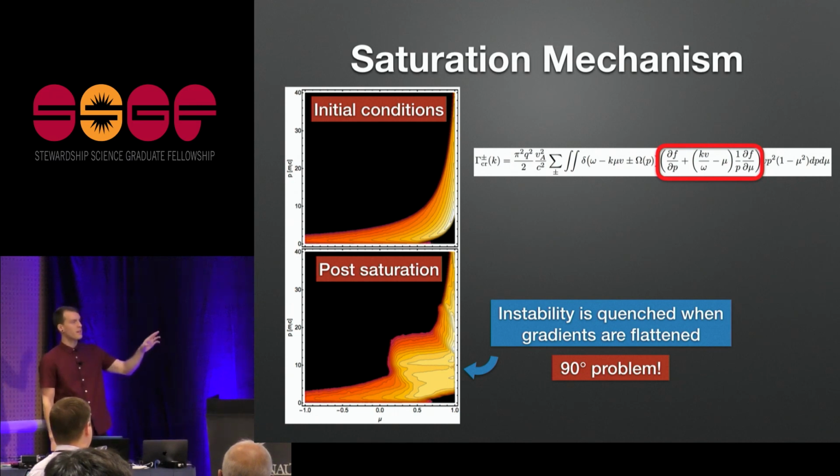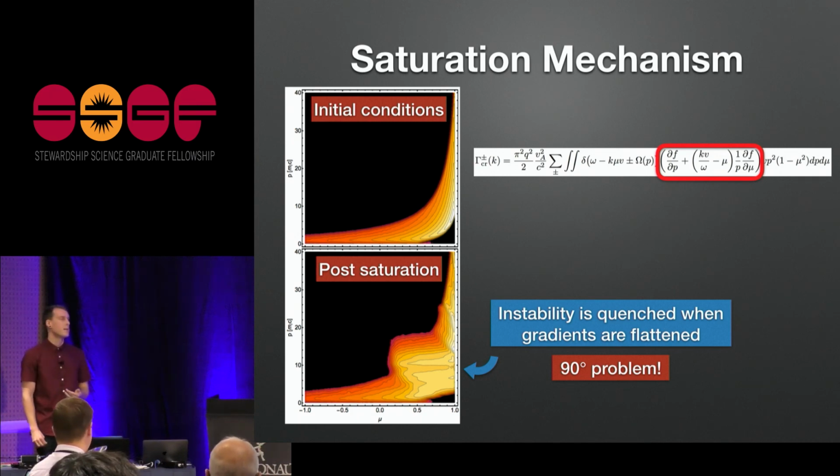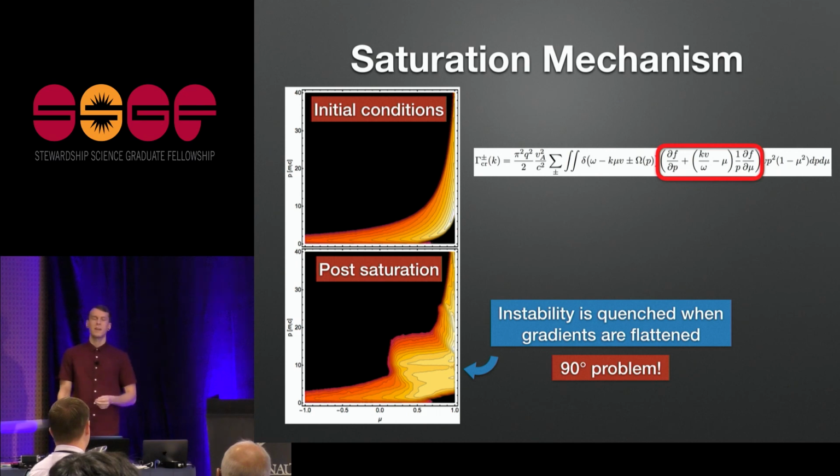But notice that the distribution function is not flattened across the entire range of the pitch angle cosine mu. There's actually a detail that I didn't mention, which is called the 90-degree problem, which says that the Alfvén waves are unable to scatter forward-moving particles into the backward direction, and therefore there's sort of this invisible wall at mu equals 0, which particles aren't able to scatter through. So this is sort of the thing that leads to the early saturation of the instability that I showed in the previous slide.